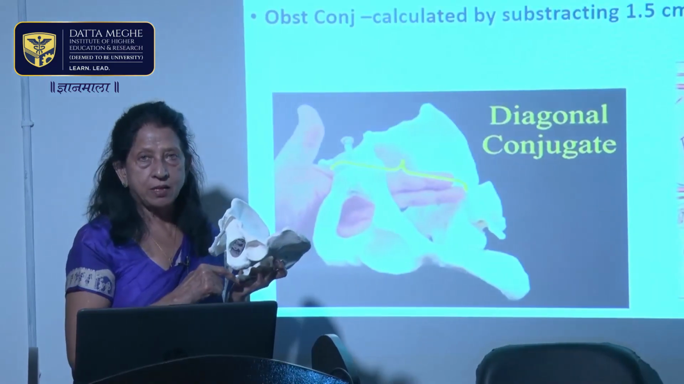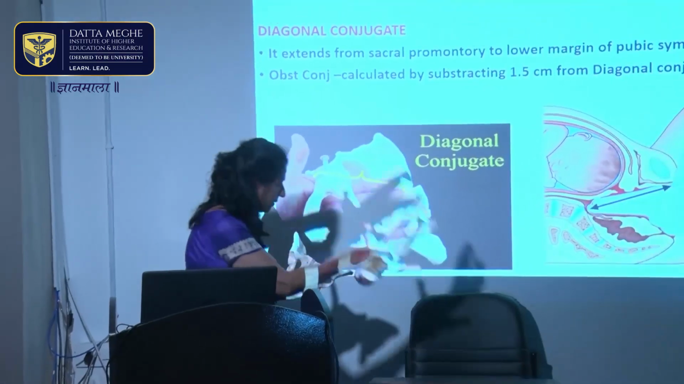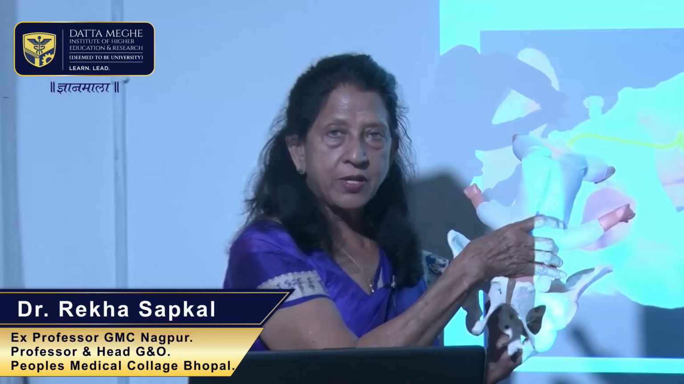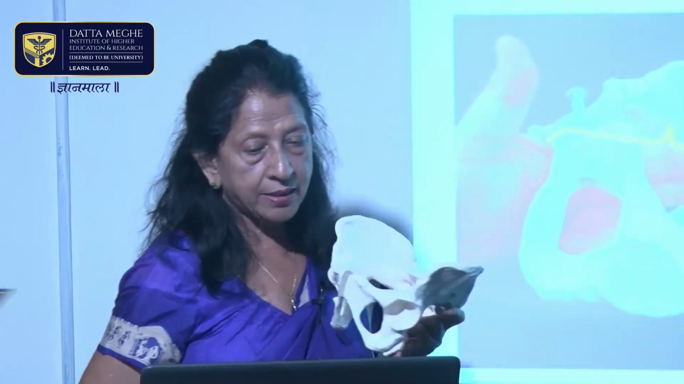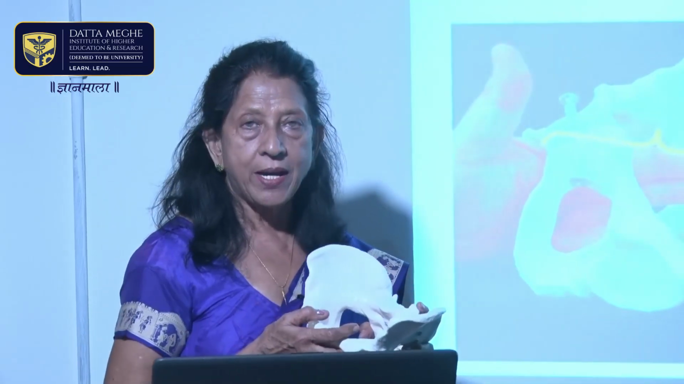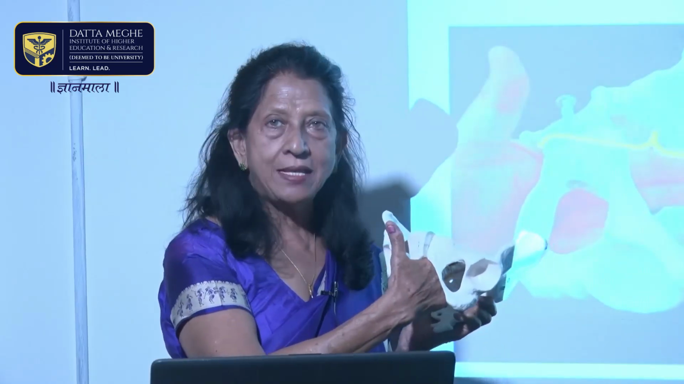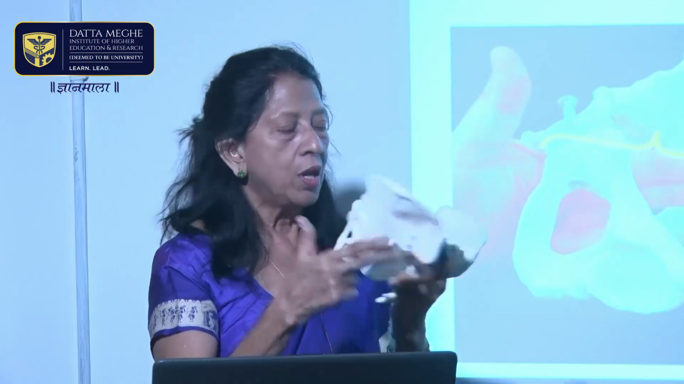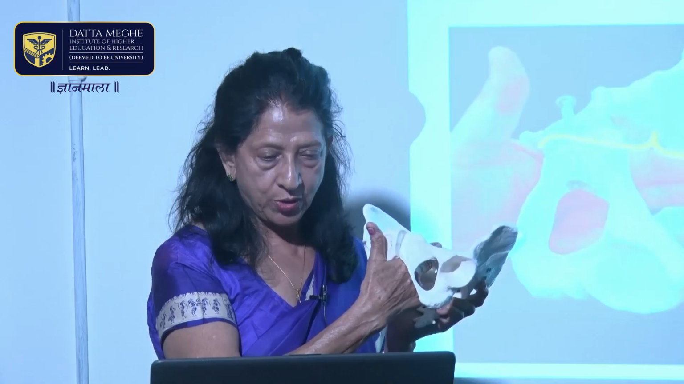Obstetric conjugate means the space available for the fetal head, between the posterior surface of the pubic symphysis and the inner surface of the sacral promontory. This space is assessed by subtracting 1.5 centimeters from the diagonal conjugate. So, we know the diagonal conjugate is 12 centimeters. This is 1 finger and this is the second finger, 1 upon 2 is 12. 12 centimeters is the diagonal conjugate.